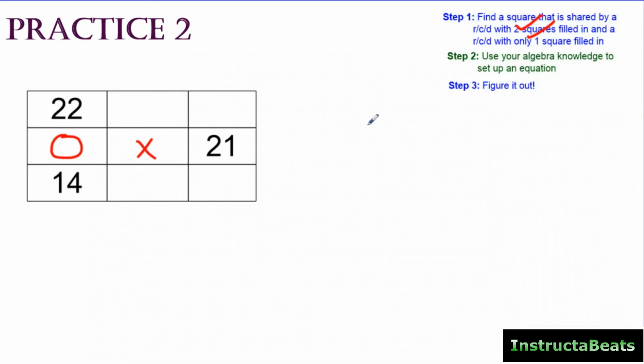So now we need to set up an algebra equation to show my knowledge. So I have 22 plus 14 plus a number that I don't know, that's my circle right there, is going to equal the same number plus x plus 21.